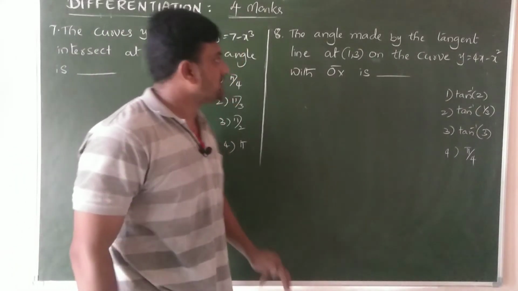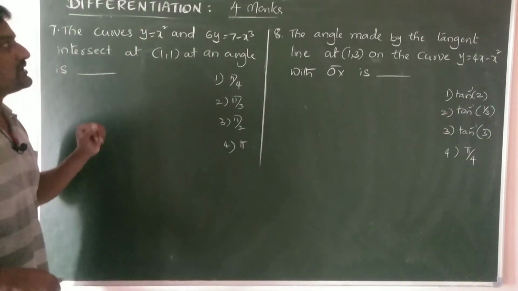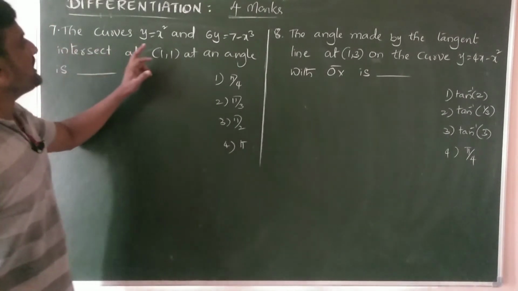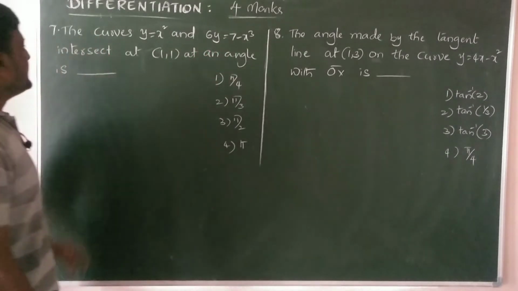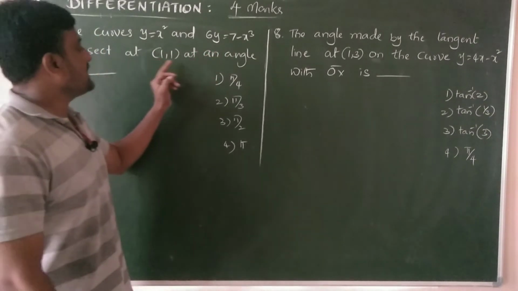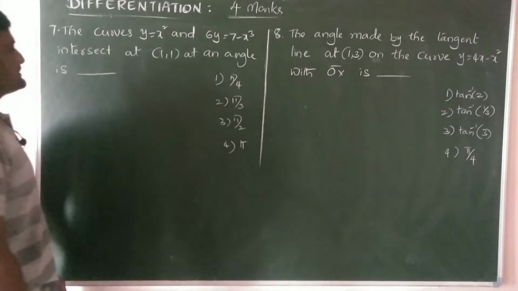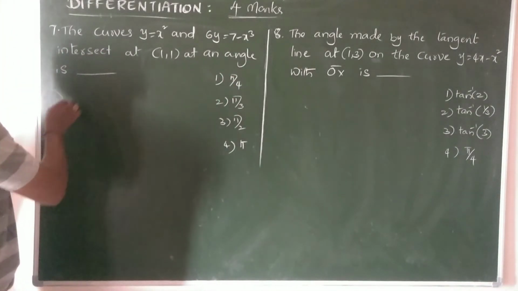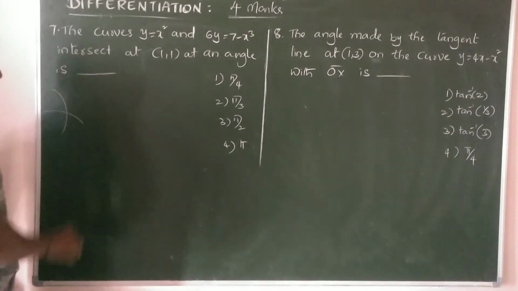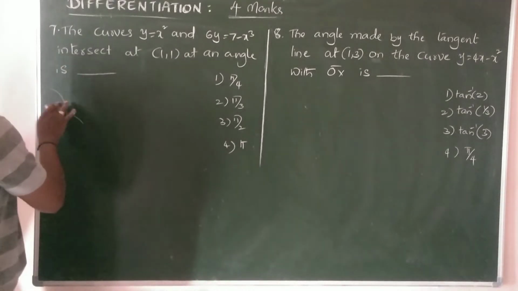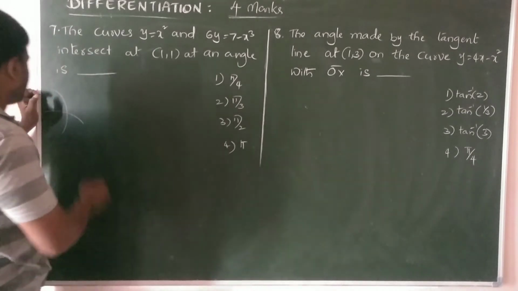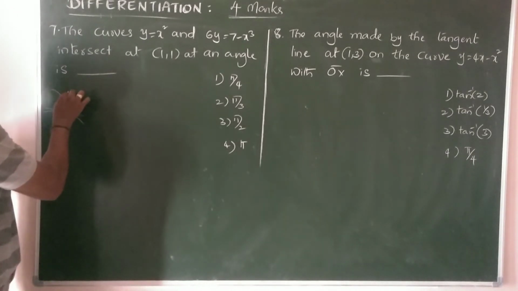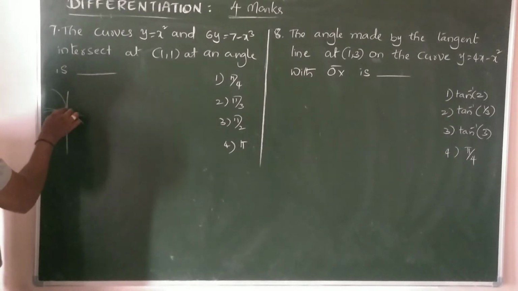From tangent and normal, angle between two curves. The curves y equals x square and 6y equals 7 minus x cube intersect at (1, 1) and the angle is. When two curves intersect each other, we find the angle between their tangents. Already we discussed this in previous videos.